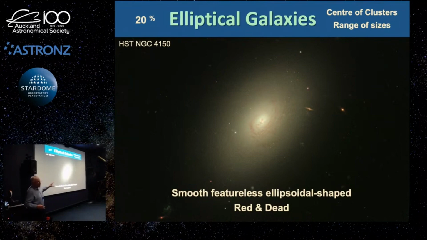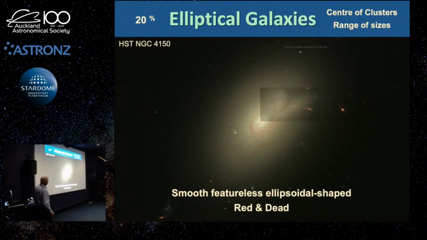They're known as being red and dead. Red in that they are very old stars, well-evolved stars that they're full of, and older stars like your red giants and your red supergiants and so on, they have a red appearance. So the whole galaxies tend to appear red. And dead refers to there's no star formation going on in them. All star formation has all happened and gone. So they're often called red and dead.